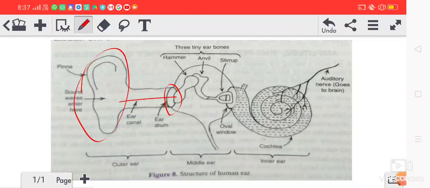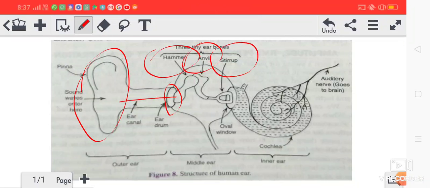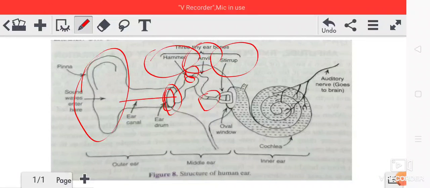And in the middle part of the ear there are three small and delicate bones which are named hammer, anvil and stirrup, which are linked to each other. One end of the hammer bone is attached to the eardrum, and the other end is attached to the other bone called the anvil. In the same way, the anvil is connected to the other bone, the stirrup, and the free end of the stirrup is connected to the oval window in the middle ear.